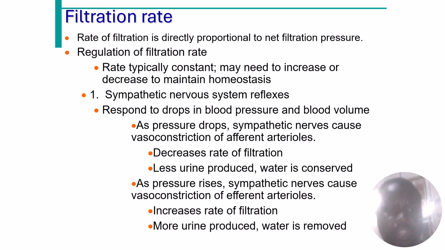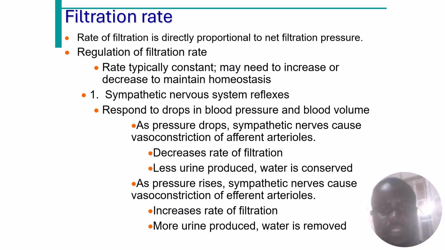Filtration continues, so the rate of filtration can be affected by a number of factors. The sympathetic nervous system responds to low blood pressure and low blood volume, such that the sympathetic nerve will cause vasoconstriction of the afferent arteriole, and this will decrease filtration. So during sympathetic activity, exercise, and all these things, renal function is reduced, and so there is less urine production. So stress conditions actually reduce urine formation.